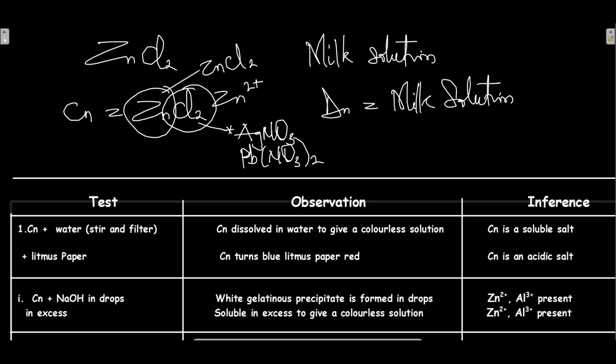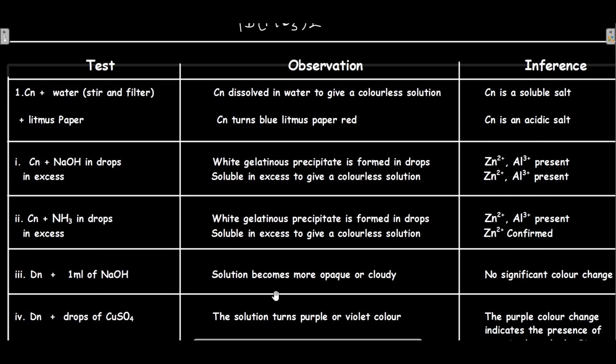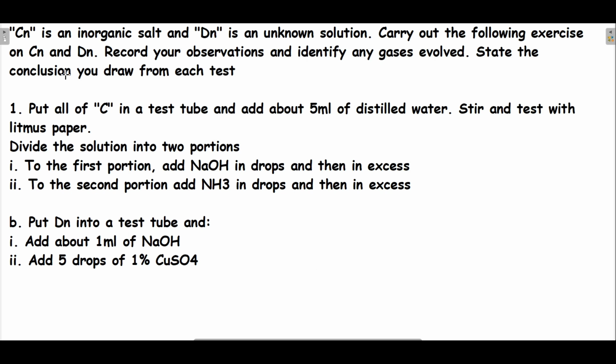Alright, let's go back to the practical demonstration. These are what the questions will look like. CN is an inorganic salt and DN is an unknown solution. Carry out the following exercises on CN and DN. Record your observation and identify any gases involved. State the conclusion you draw from each test.